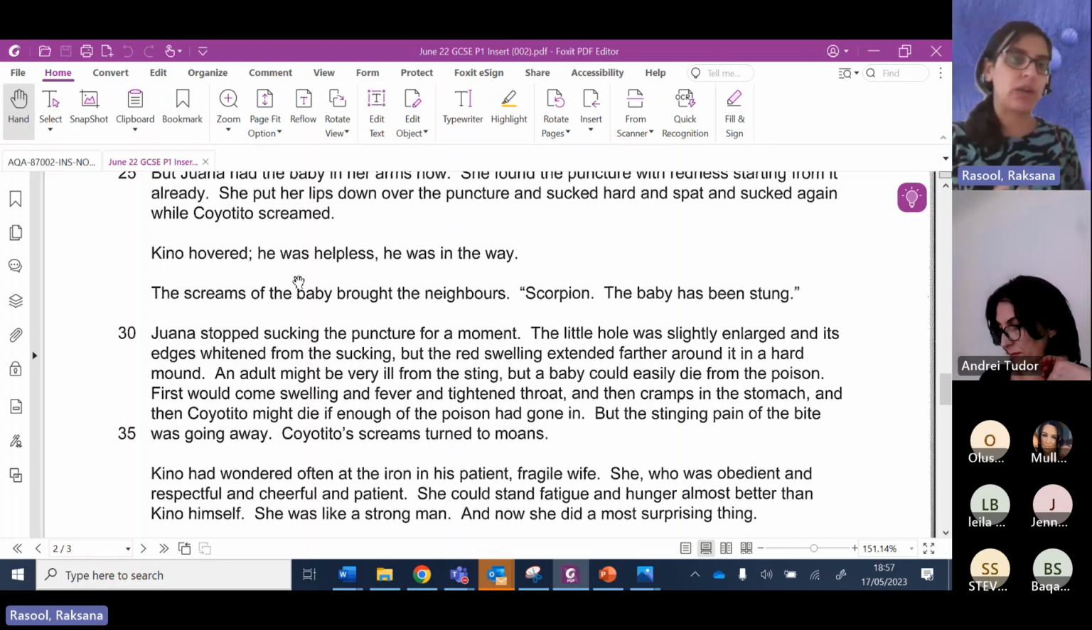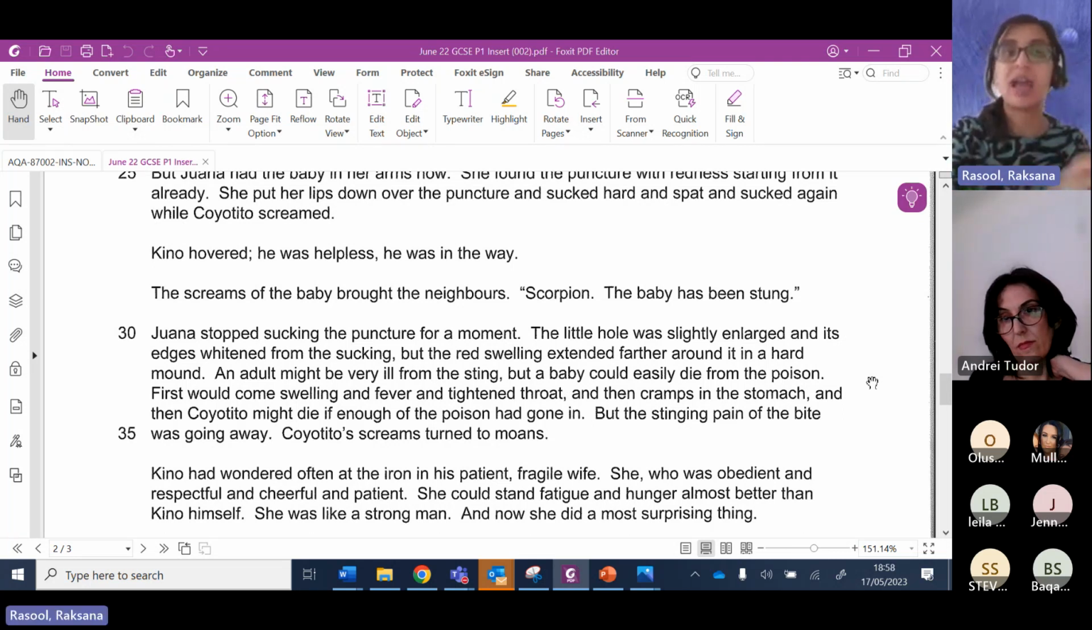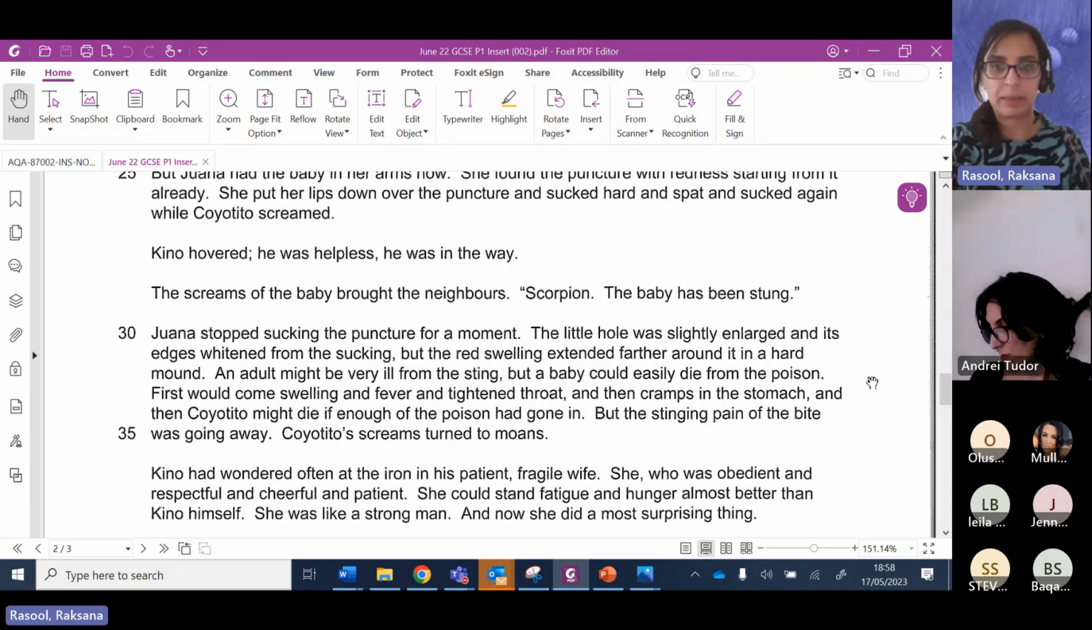The emotional part of it. What can I do to calm my baby? And she takes control here. And you could also talk about the reversal of roles, where as the text was focused on Kino and his actions, suddenly now the text is focused on Juana. The tide has shifted a little bit.